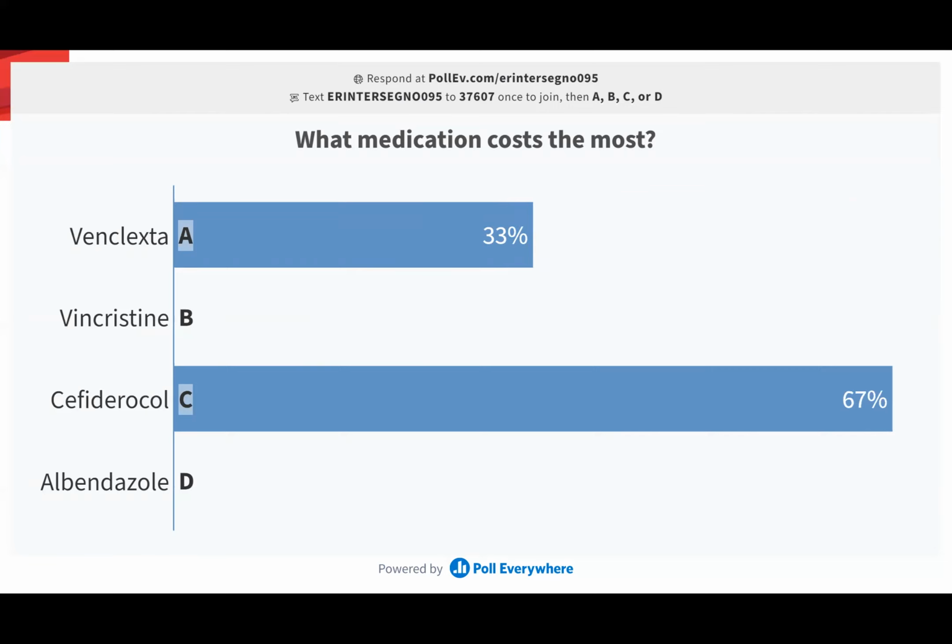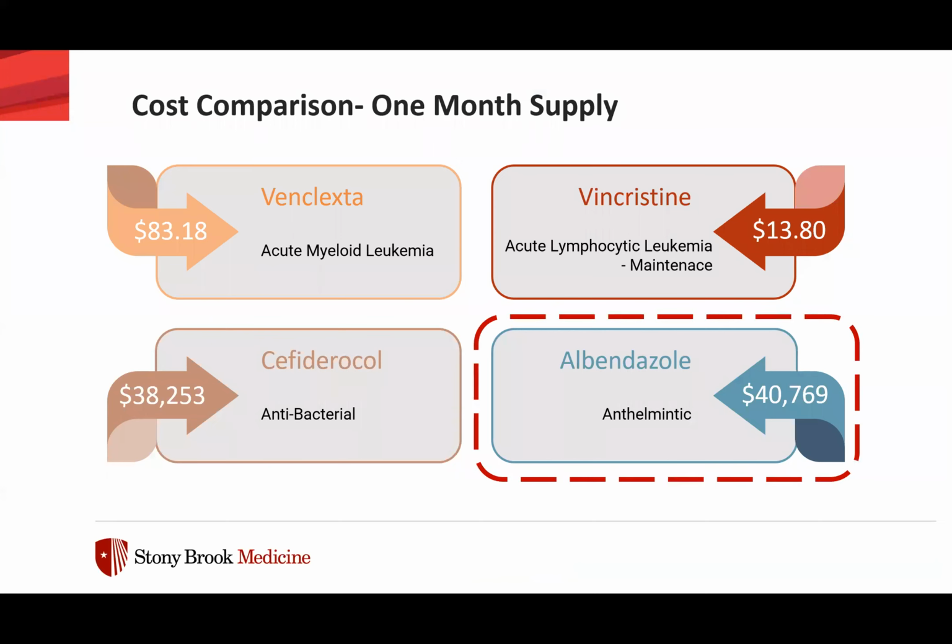Okay, great. Yes, so actually, albendazole costs the most out of all of these. I did this calculation based off of the LexiComp prices that are listed with a typical 30-day supply. I do want to make a note that Venclexta actually costs a little bit more than this. The $83 is just the initial ramp up for AML. But after a 1 month supply, it still would be around a couple grand, whereas albendazole can cost up to 40 grand.